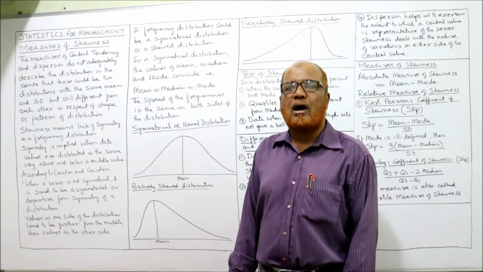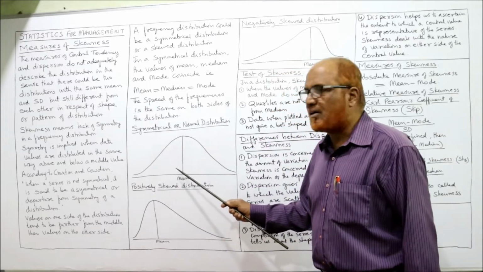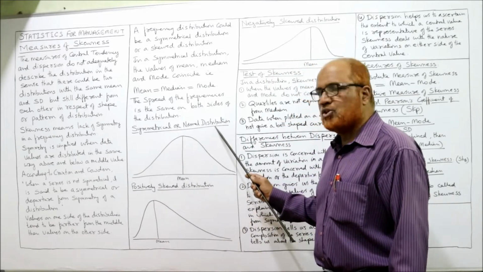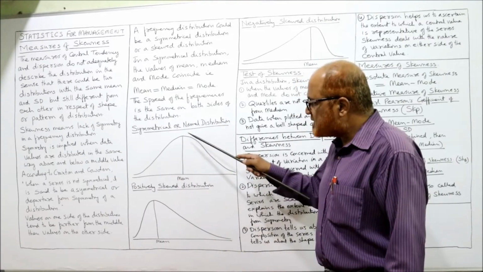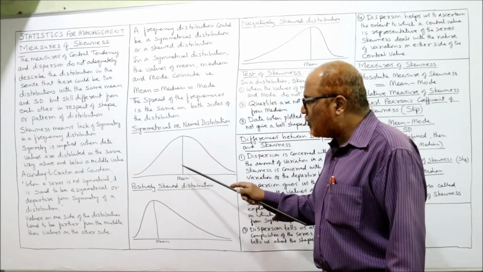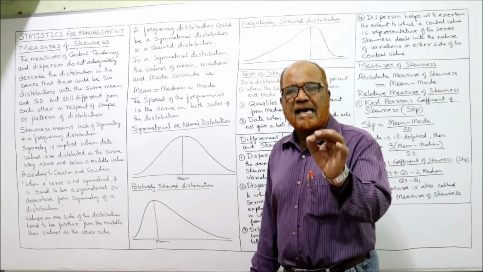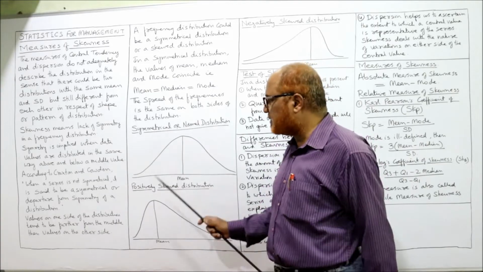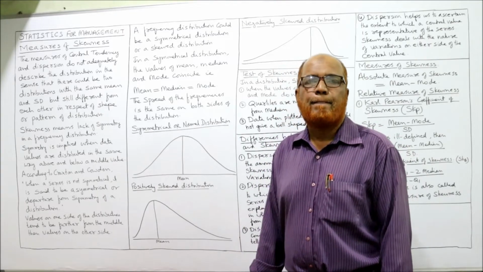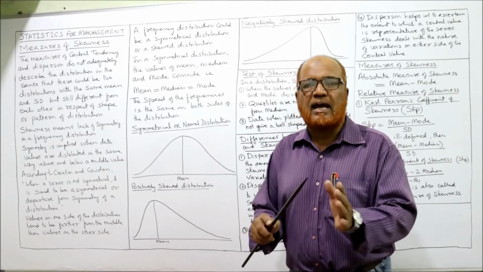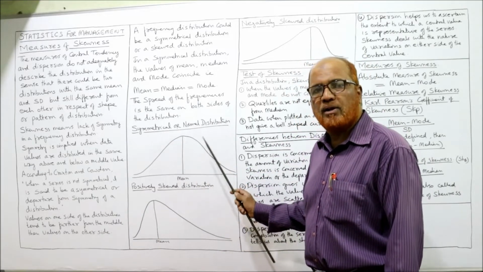Now diagrammatically, how will the distribution be shown? I have taken three diagrams. First, the symmetrical or normal distribution. This is the shape of the distribution. The central value is the mean value. You can find equal area on the left side and right side. That means exactly 50% of items are on the left side and 50% on the right side. The area on the left and the right will be equal. Then it will be called a symmetrical or normal distribution.